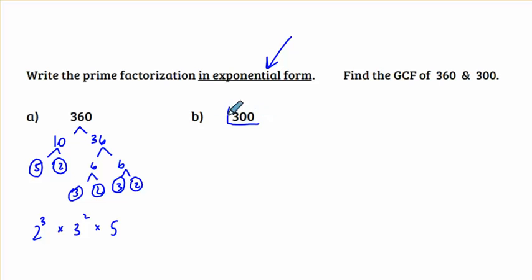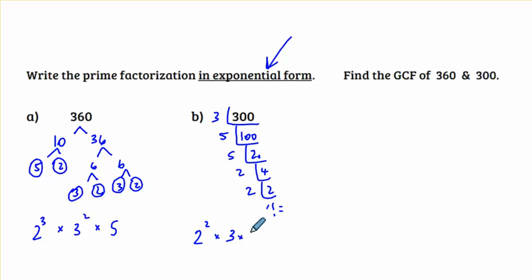If I do this one with cake method, I can do 3 times 100. I can do 5 times 20. I can do 5 times 4, and 2 times 2, and 2 times 1. There's my candle. Okay, and again, we're looking at our prime factors, which when we do it with cake method, they're always on the left, and we write them with exponents. So I have 2 to the second power, because there's 2 of those. I have 1, 3, and I have 5 to the second power.